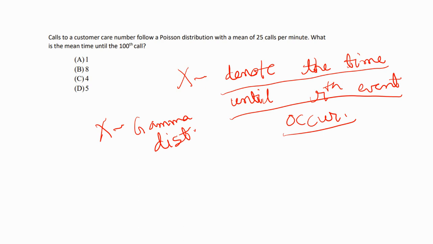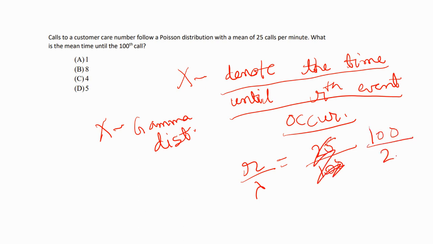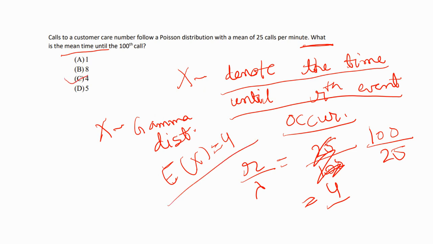So when we have a gamma distribution, the gamma distribution's mean is r upon lambda. Sorry, r will be the hundredth event, and the mean given here is 25. So it will be 4. So the mean time until the 100th call, expectation of x, will be equal to this.